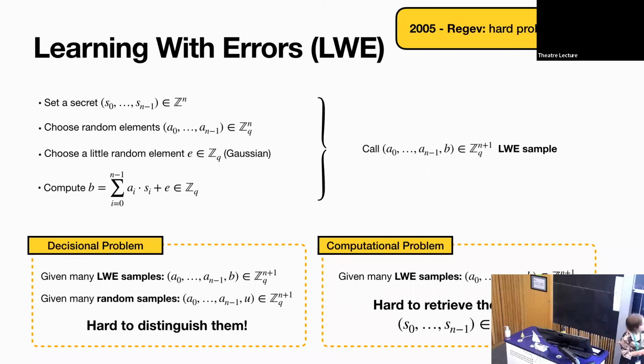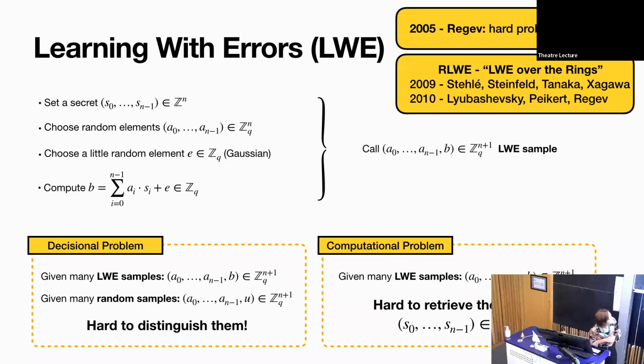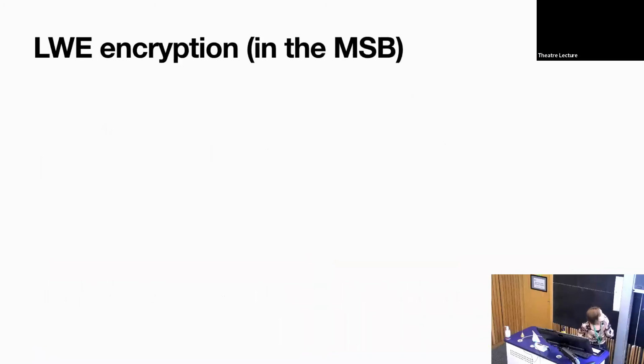There is also a computational problem that says that given as many samples as you want encrypted under the secret key S, it's going to be hard to retrieve the secret key. That's it. So the security of LWE is based on this. And a few years later, the ring LWE version also appeared. So we are on rings, not anymore on integers. Both of the problems are used to build fully homomorphic encryption. Again, I suppose this was already covered.